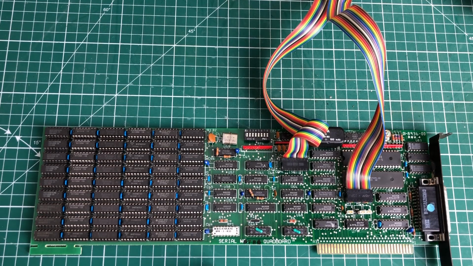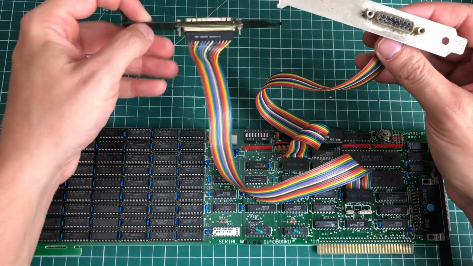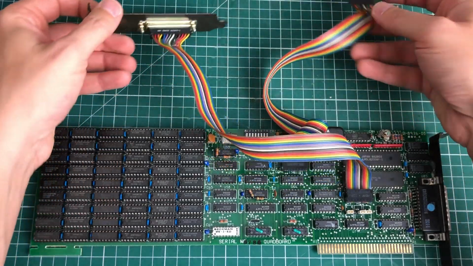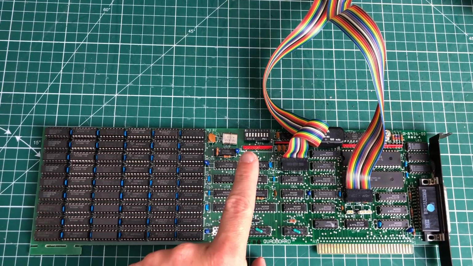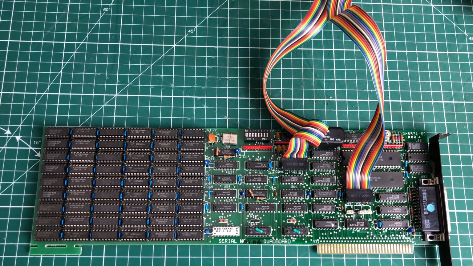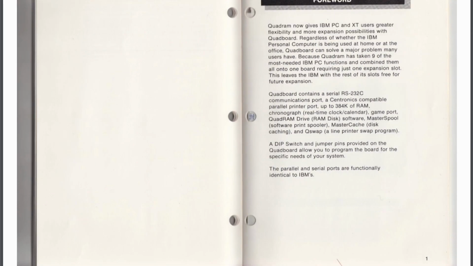So moving on to this bad boy over here, which is the quad board. This features 6 memory banks, a VARTA rechargeable battery. The card also features this game port and a parallel port. And on the card itself, we have a 25-pin serial port and some dip switches for the configuration. The documentation for the quad board can be easily found online, giving you some background information on the card and the features that it provides.